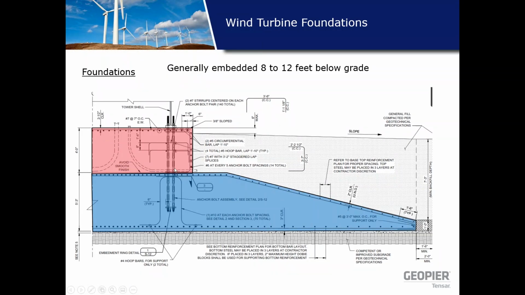Sitting atop that foundation is the pedestal, which is usually about 18 to 20 feet in diameter, and on top of that pedestal sits the tower. These foundations are typically embedded about 8 to 12 feet below grade.